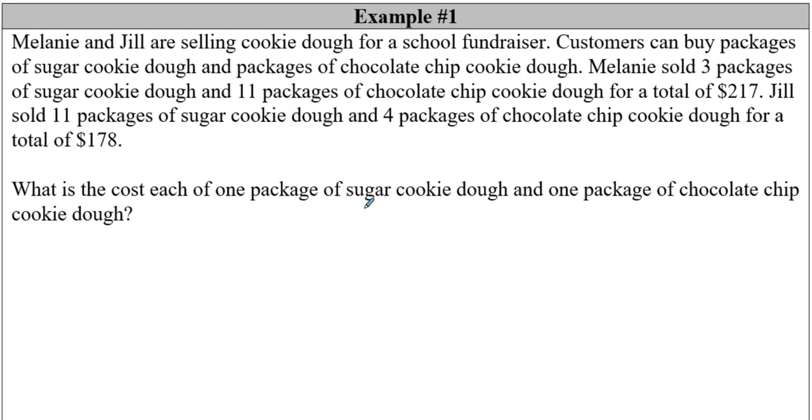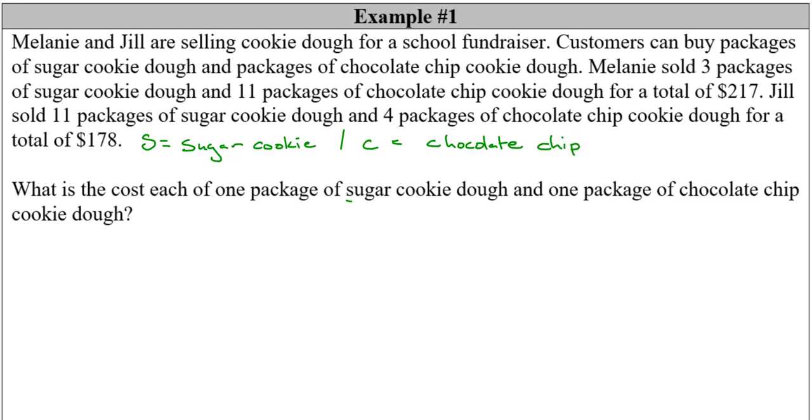So if we're asking for the cost of sugar cookie and the cost of chocolate chip, we should probably use these variables. Remember, you can use any variable you like as long as you define them. In this case, I'm going to use S for sugar cookie. So I would define my variable. This is going to be sugar cookie dough. I'm just going to do sugar cookie. And then I'm going to use C for chocolate chip. All right, so this is me defining my variables. So C is for chocolate chip.